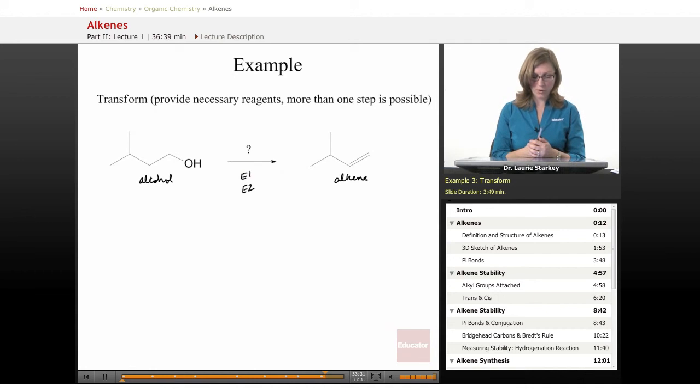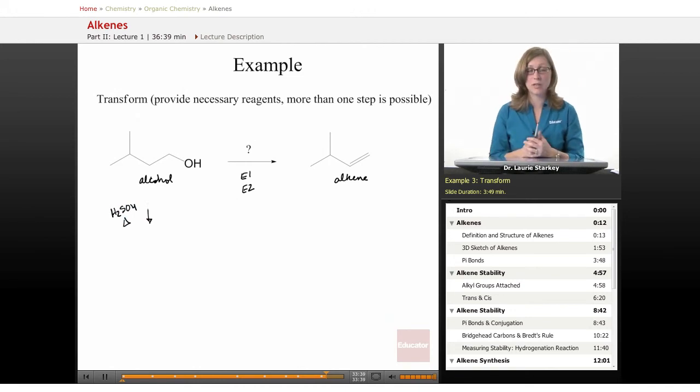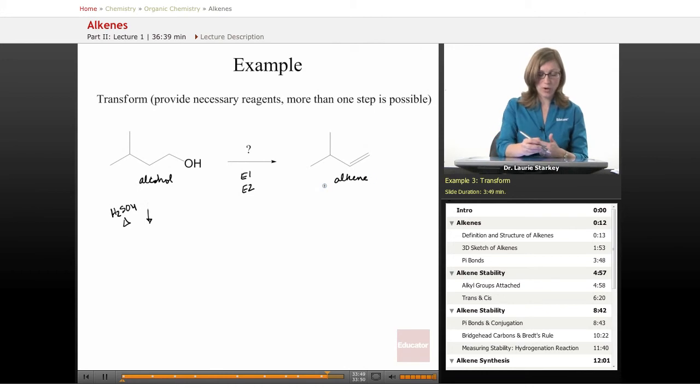Okay, and we have an alcohol. So what if we took this and we treated it with H2SO4 heat? We just learned that alcohols can be dehydrated, so certainly this alcohol could be dehydrated. Would that give this product that's shown as the major product? Now let's think about that mechanism. We know this is going to be an E1 mechanism.